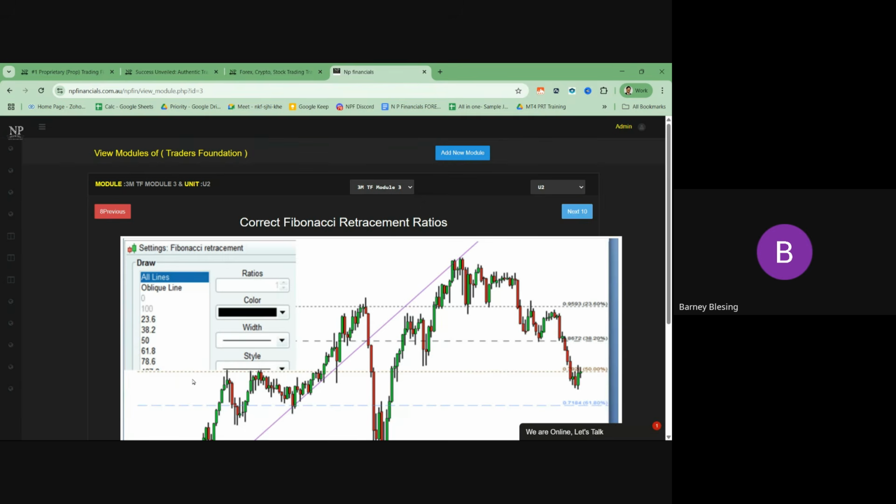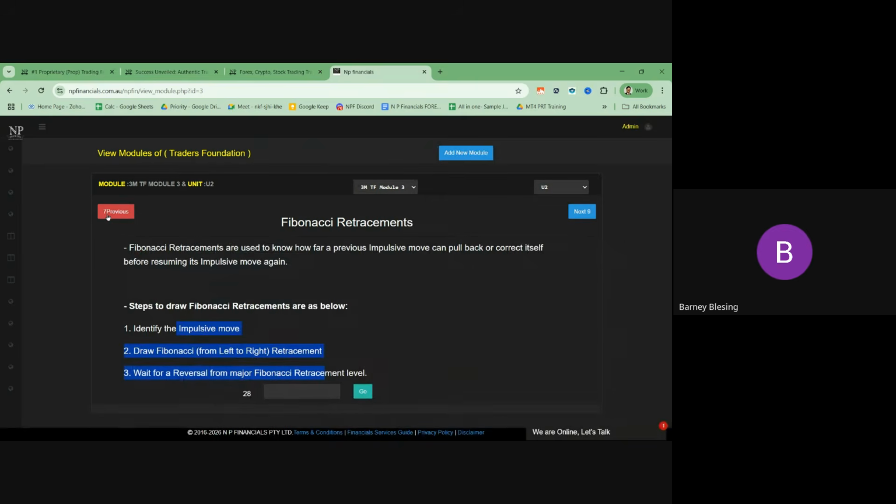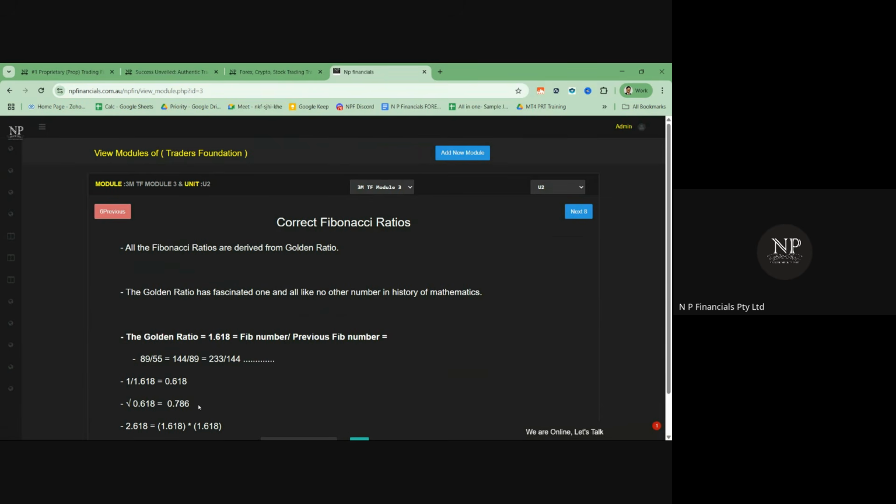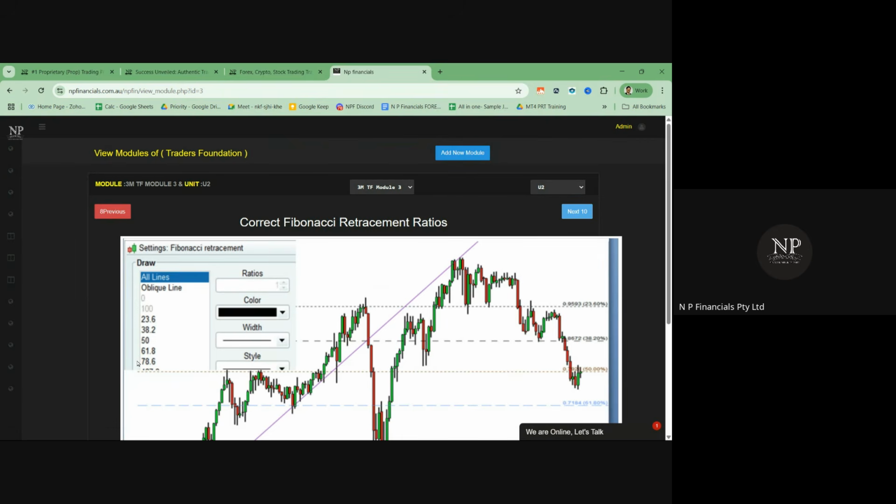Say it again. How did you get the 78.6? That's the 78.6 we got by taking the square root of the inverse of the golden ratio. The inverse of the golden ratio is 0.618. The square root of 0.618 is 0.786. If you multiply 0.786 to make it a percent, it is 78.6. Similarly, 88.6, the last one.